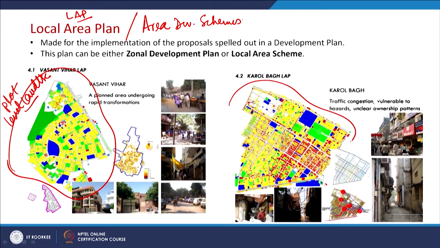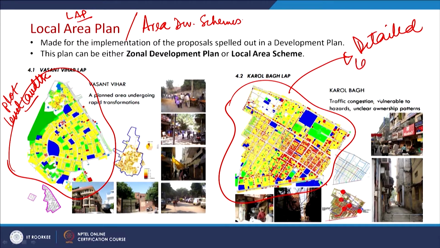You see another example of this, taken from Karol Bagh and Bhasha Bihar from Delhi. So, in this map also you can see the detailed land use at the plot or site level. That is the difference between a local level plan or zonal level plan and a city development plan. A city development plan prescribes the gross land use at the city level or the area level, whereas the local area plan or zonal plan or area development scheme denotes the land use at the site level or the plot level.